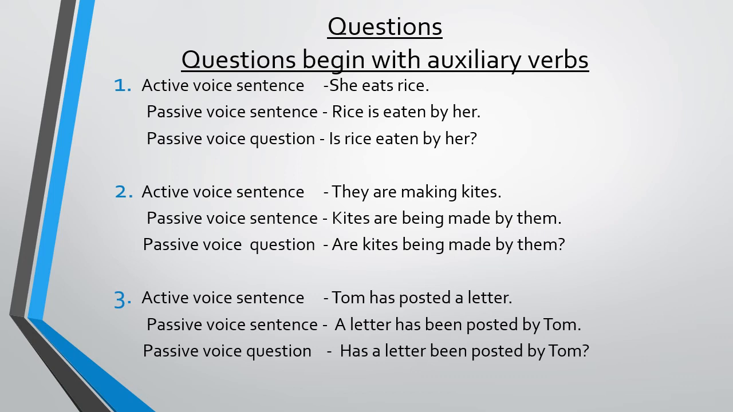Children, next you should construct the question. First move the auxiliary verb has to the front. Then write the object, that is a letter. Next you should add been according to the formula of present perfect tense. Now write the past participle form of the main verb, that is posted. Then add the preposition by. Finally write the subject Tom at the end of the question. The question is, has a letter been posted by Tom?